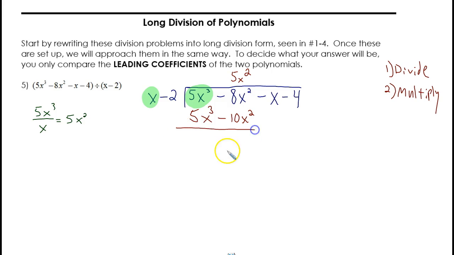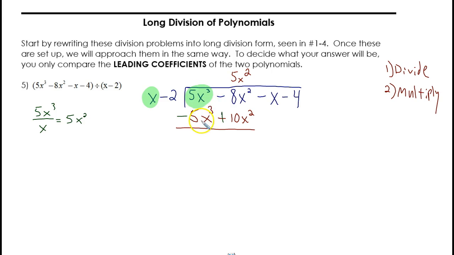Now at this point, I'm going to subtract. You must remember that when you subtract, you're subtracting this term and this term. You're subtracting them both. Well, when I subtract a positive, I subtract. When I subtract a negative, I actually end up adding. So it's really important that you change both of these signs before you subtract down. And then we're going to do our subtraction.